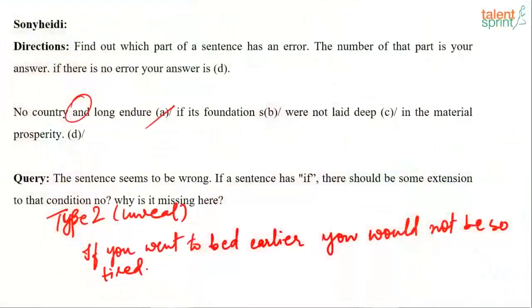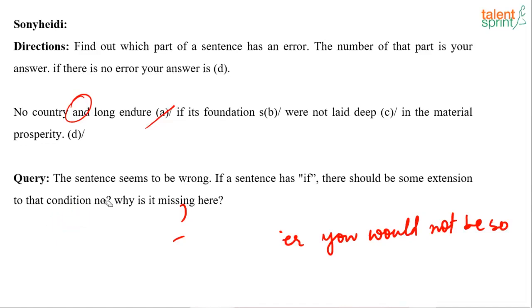Let's look at type 3 and the mixed type now. So how do we form this structure, type 2? If this thing happened, that thing would happen. But I'm not sure that this thing will happen. That is the way type 2 goes.